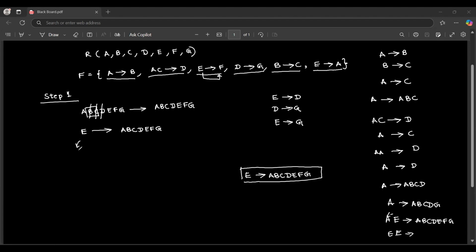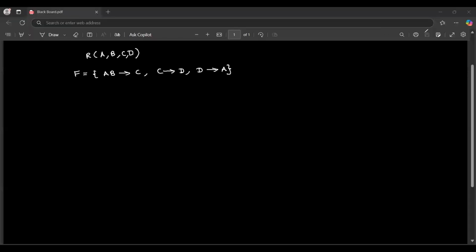Okay, so keep that in mind. The candidate key is only E, and the prime key attribute is also E, there is nothing else. Okay, now let's check this question.